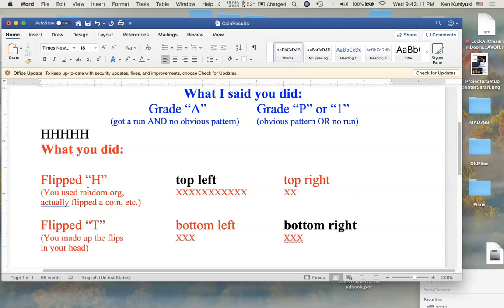Remember the first coin, I had people flip the coin once to figure out which group you're in. That determined whether you actually flipped the coin or made it up in your head. All right. So sorry for keeping you over. It's 9:42.